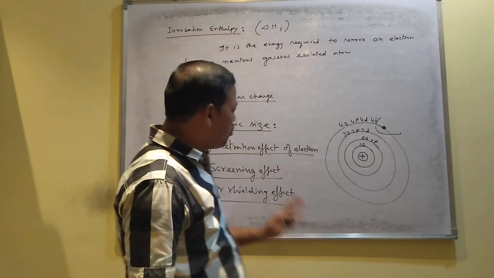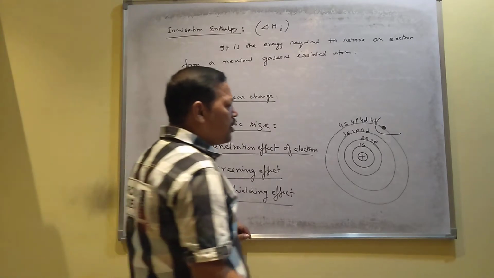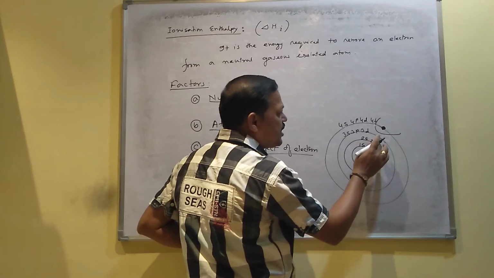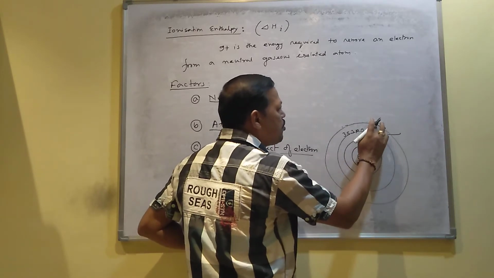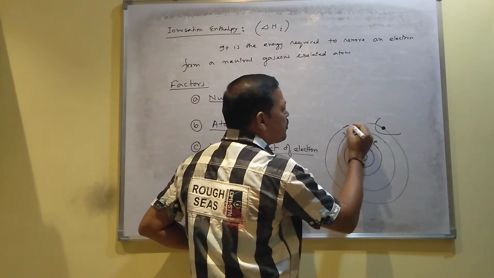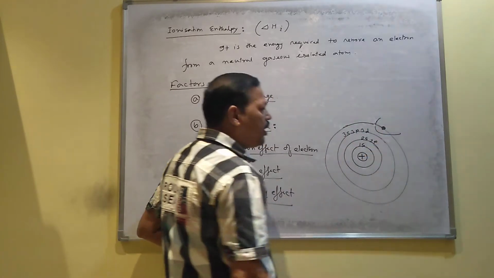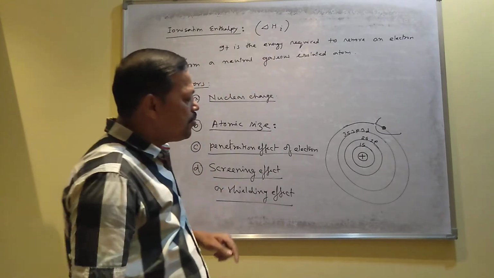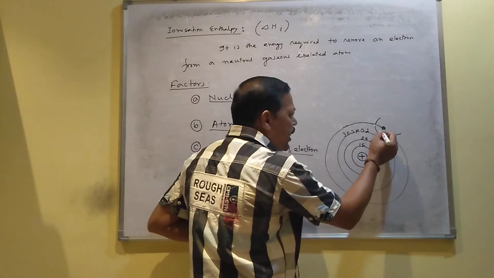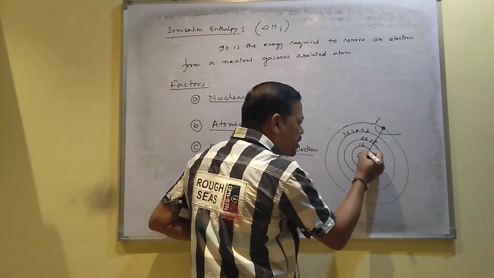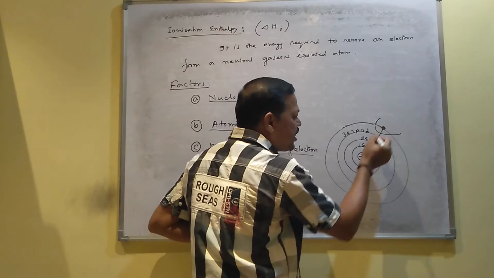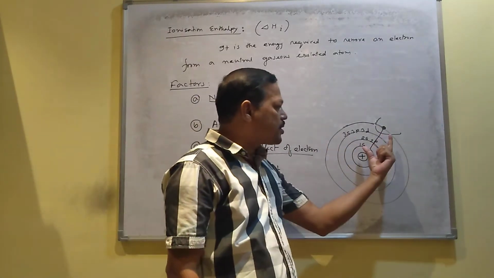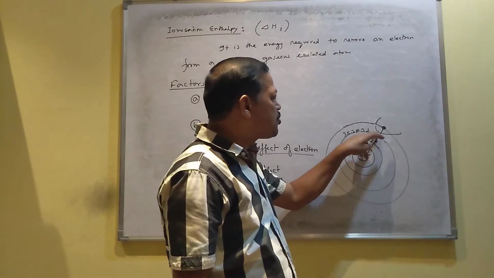Now suppose this is an atom. What is the screening effect? If you want to remove this electron, suppose the first cell is filled up, the second cell is filled up, the third cell is filled up, and the fourth cell contains one electron. Only one electron is present in the fourth cell, and you try to remove that electron from the atom. Now, actually how much attraction should take place between this valence electron and these protons? That much attraction does not take place due to the presence of the inner electrons.